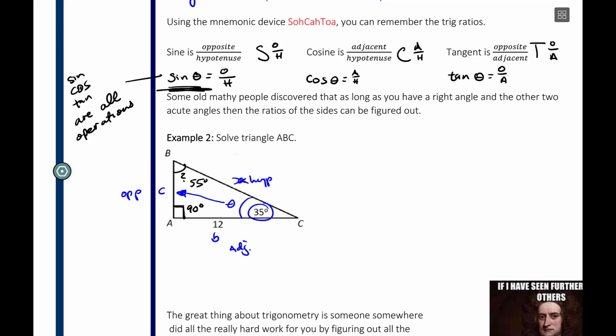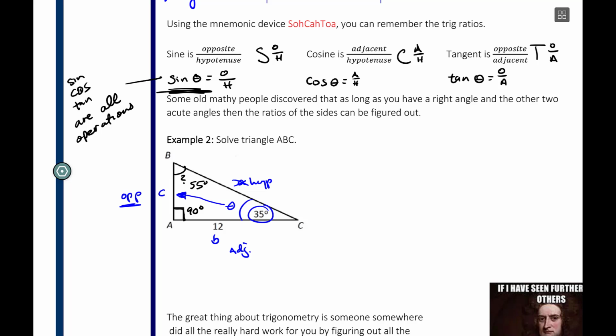Let's go ahead and find that. Let's go ahead and work with trying to find this opposite side. Well, I know my opposite side and I know my adjacent side. So let's write down the things that we know. My opposite side is unknown, but that's what I want to find. I know my adjacent side is going to be 12, and I know my theta, my reference angle, is going to be 35 degrees.